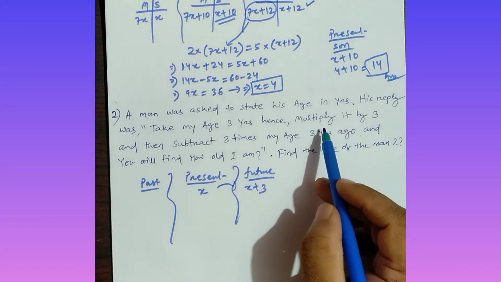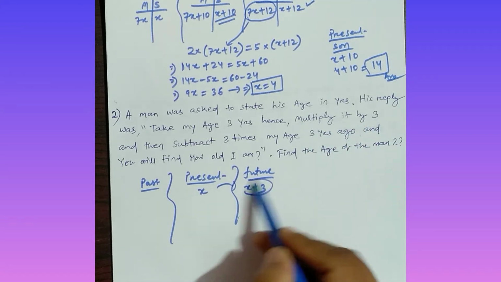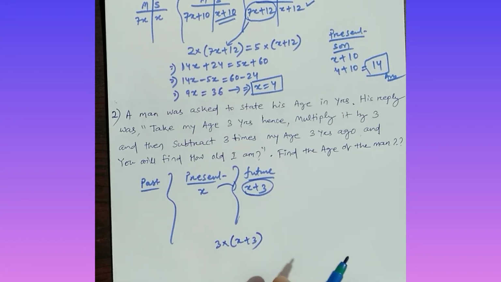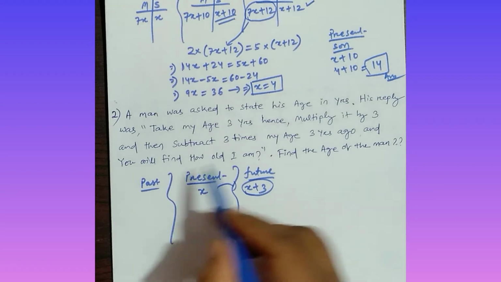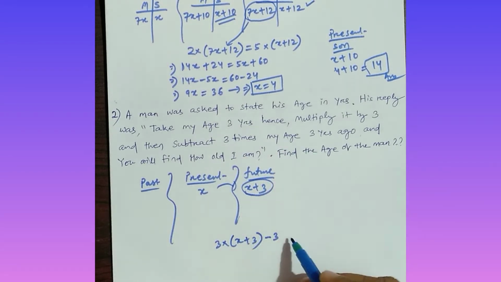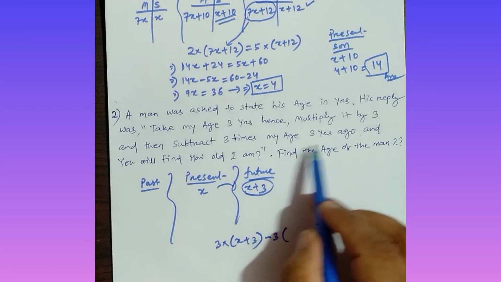Okay, then multiply it by 3. इसको 3 से multiply कीजिए. 3 multiply by (x plus 3). Okay, ठीक है, and then subtract 3 times my years 3 years ago.